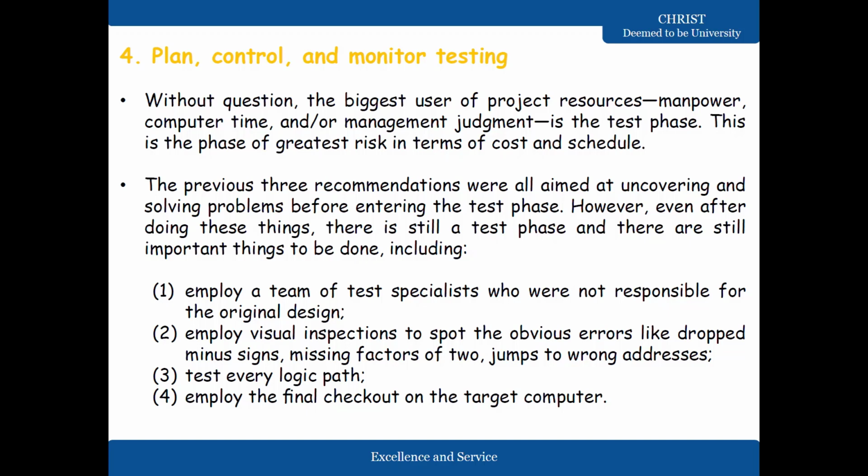And the three main recommendations were aimed at uncovering and solving problems before entering the test phase. However, even after doing these things, there is still a test phase, and there are still important things to be done, okay? Which includes employing a team of test specialists who are not responsible for the original design, employing visual inspection to spot the obvious errors, like dropped minus signs, missing factors of 2, jumps to wrong addresses, testing every logic path, and employing the final checkout on the target computer. And so these are the points for planning, controlling, and monitoring testing.